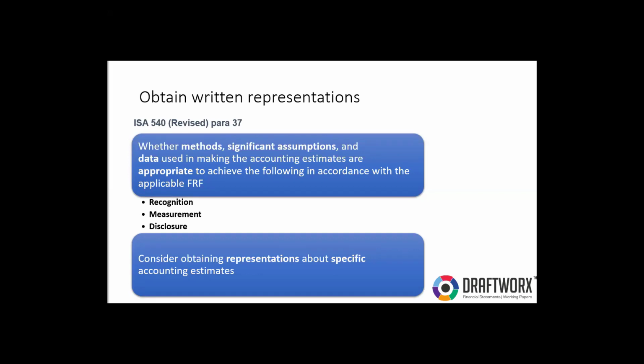So you must, as a minimum, at least have the general written representation or management representation letter on accounting estimates on these particular matters required by ISA 540 paragraph 37. But you can, if you feel a specific estimate is very special and there are particular matters that need further representation or confirmation by management, then you request that additional separate management representation letter. All right.